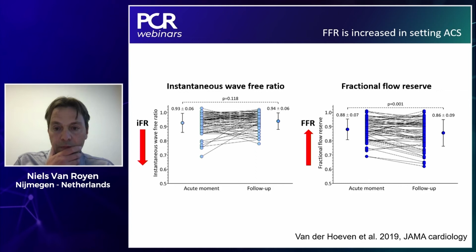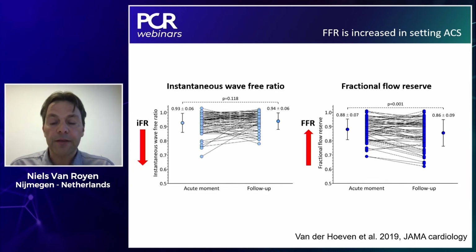Now, there was also actually a question from the audience. What to do in the setting of acute coronary syndrome in these non-culprit lesions? What we do know is that there are, of course, hemodynamic disturbances in that setting. And indeed, hemodynamic measurements are affected by that. Especially FFR seems to be affected a little bit more than iFR, and they go in opposite directions.